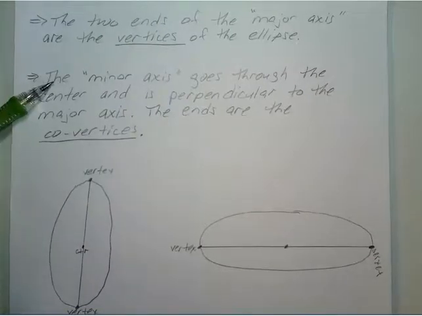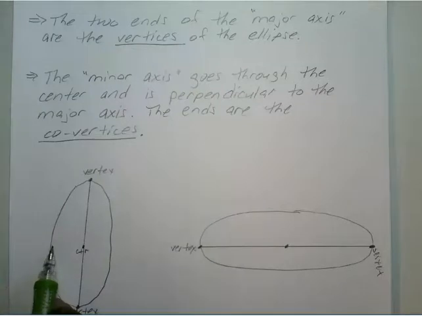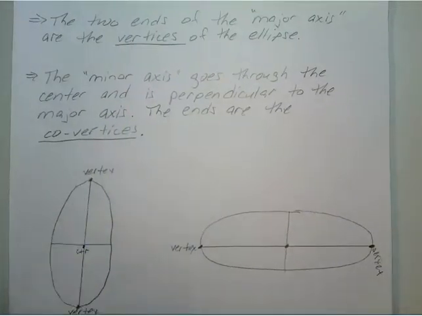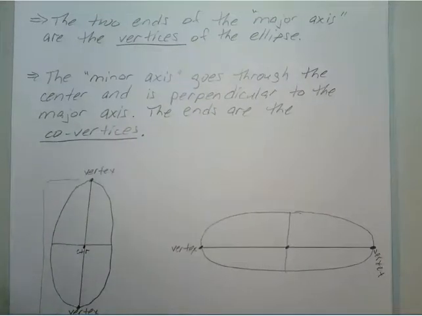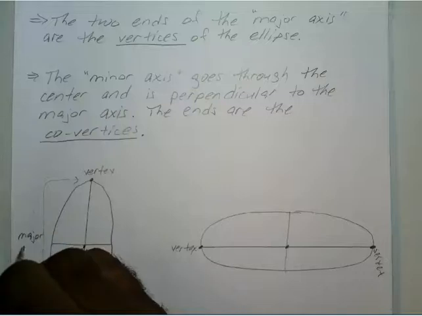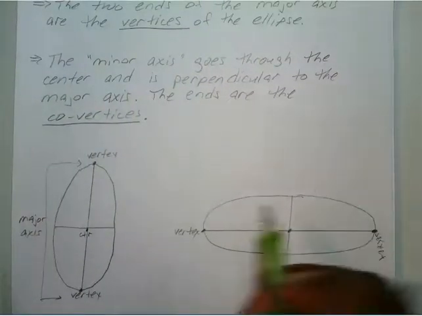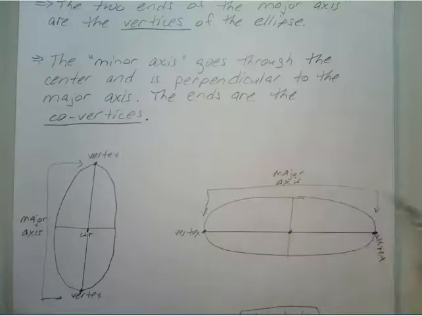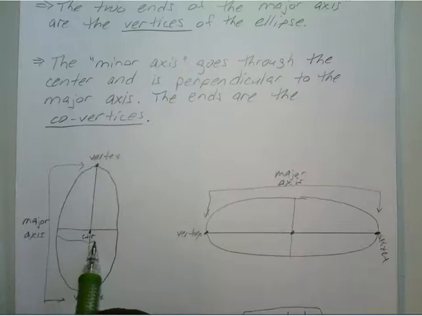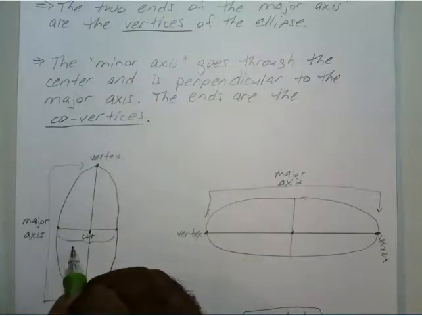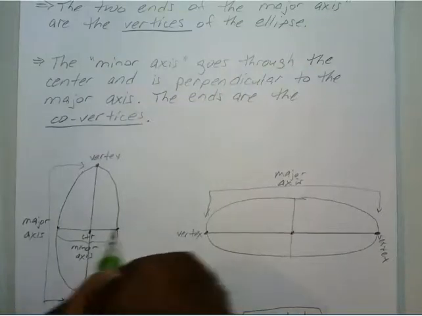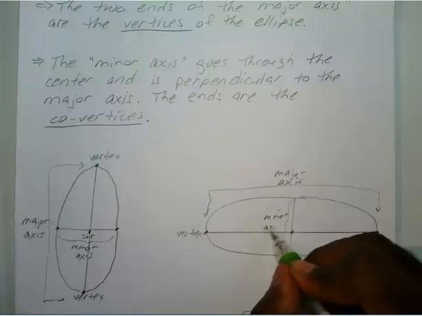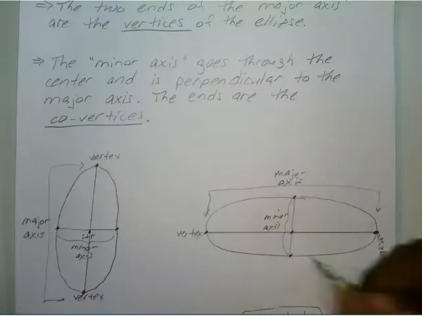Now, your minor axis goes through the center and is perpendicular to the major axis. So your minor axis would go along the shorter side. So from here to here is your major axis. And from here to here is your major axis. Now the short one is your minor axis, and these are your co-vertices. So from here to here is your minor axis. And again, the vertices there are called your co-vertices.